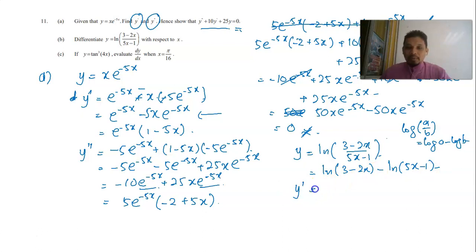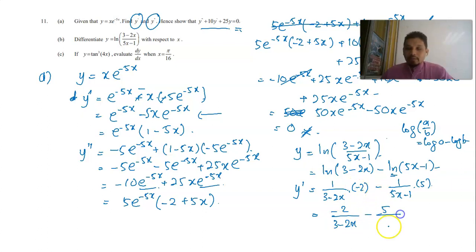Okay, so then y prime equals, differentiating ln, automatically it gives you 1 over 3 minus 2x, and that's not all, multiply with the derivative of 3 minus 2x, which is negative 2. Minus, differentiating ln, automatically 1 over 5x minus 1, multiplied with the derivative of 5x minus 1, which is 5. So then we get negative 2 divided by 3 minus 2x, minus 5 divided by 5x minus 1. There you go.